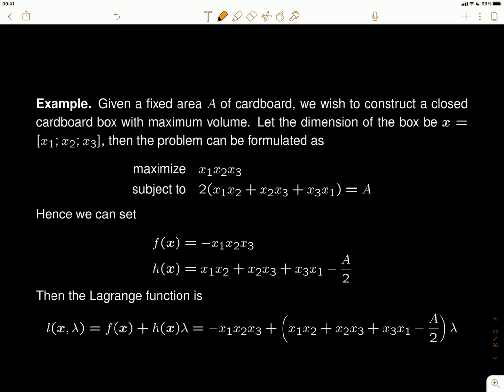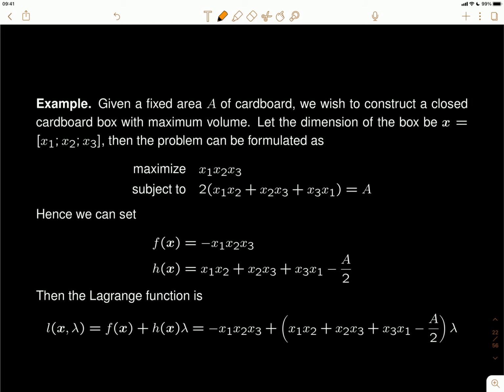Okay, now we consider the discussion on the Lagrange condition. Now we look at an example. Remember that the Lagrange condition tells a way to specify the necessary condition for a minimizer subject to an equality constraint. So suppose we have an example like this.